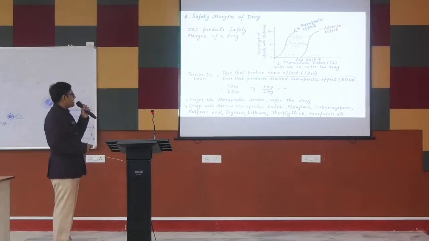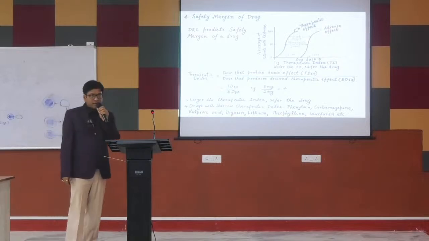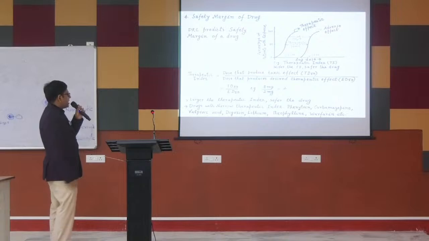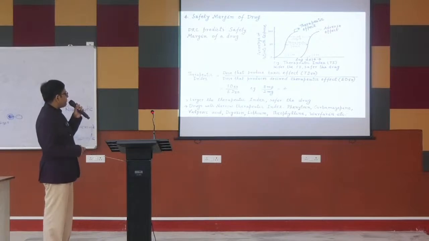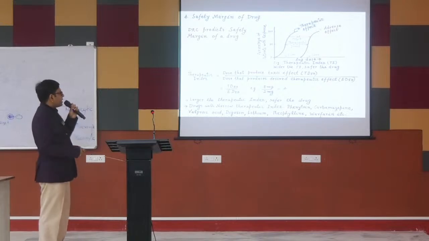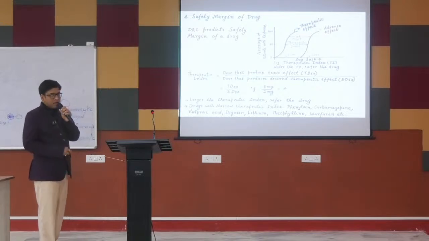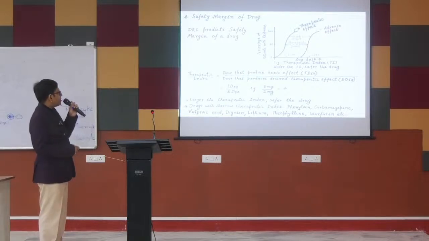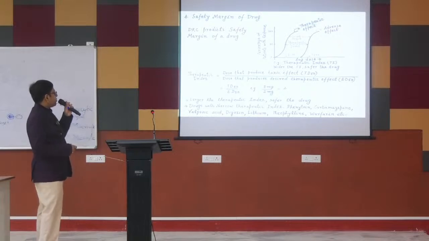How do you calculate this safety margin? That is called the therapeutic index. It is the dose that produces toxic effect. See, this is the curve for therapeutic effect and this is the curve for adverse effect. Again, you have the concept of potency, that is 50% of maximum response. In this curve, you look for 50% of maximum response. That is the dose of the drug that is producing 50% of max.